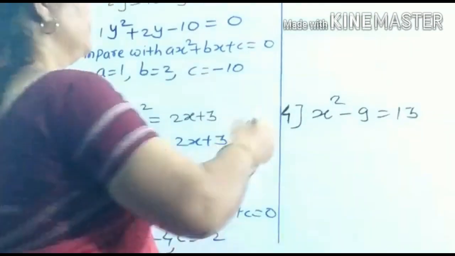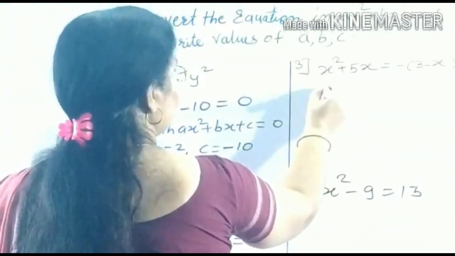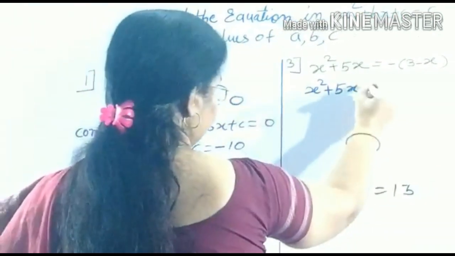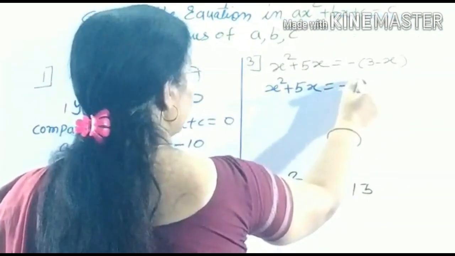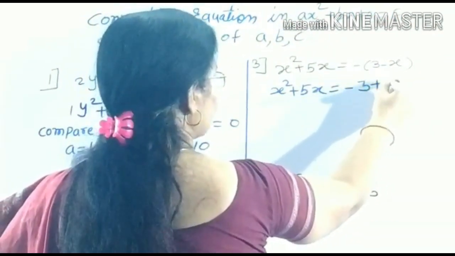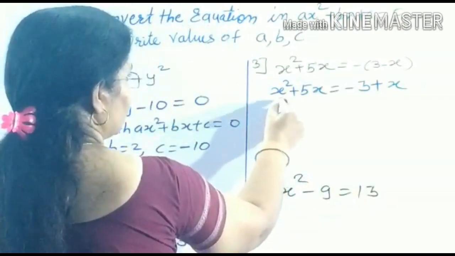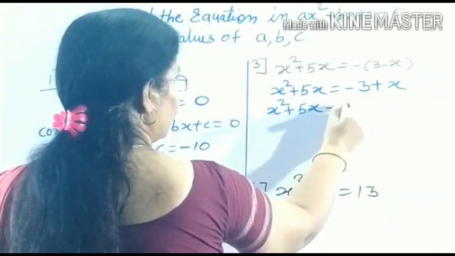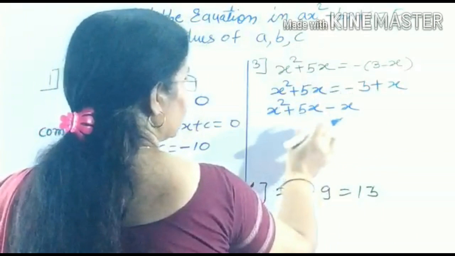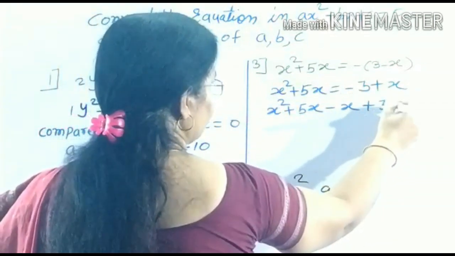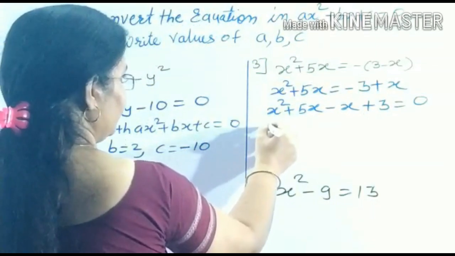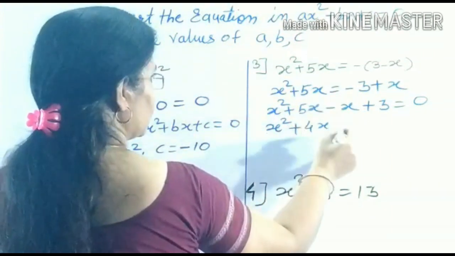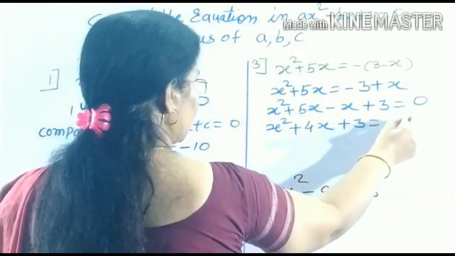Third example. Here x square plus 5x on the right hand side multiply with minus 3 and minus minus plus x. So x square plus 5x. This x take to the left, it becomes minus x. This minus 3 to the left becomes plus 3, is equal to 0. So x square plus 5x minus x, how much is it? Plus 4x plus 3 is equal to 0.